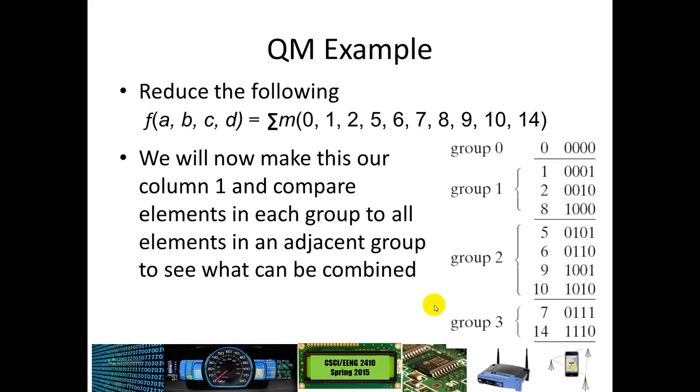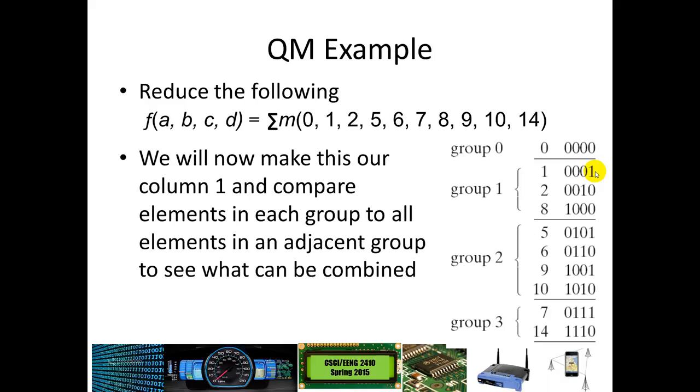group 3. And now what we're going to do is start comparing group 0 terms to group 1 terms and see which of them in combination would differ by only one bit. So for example here, 0 and 1 only have a difference on that rightmost bit, so they could be combined to form 0, 0, 0 dash. So let's see this played out.